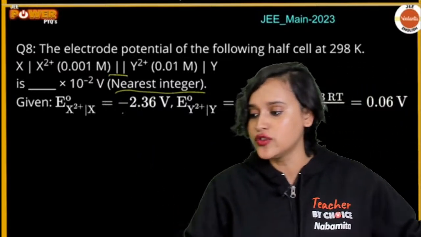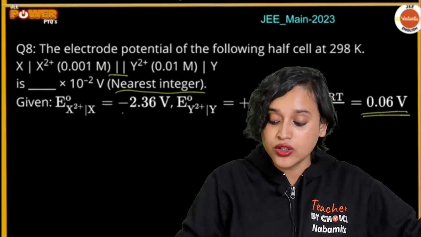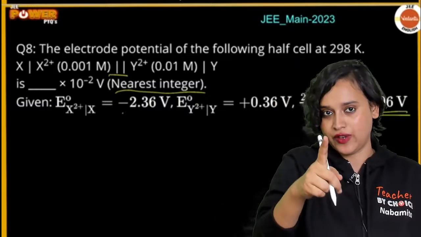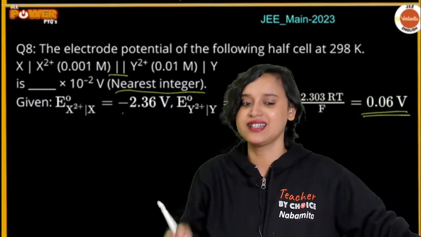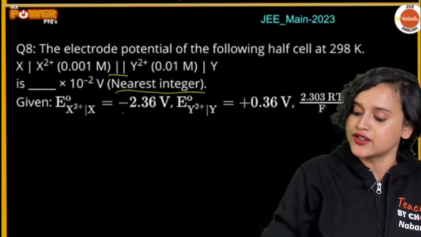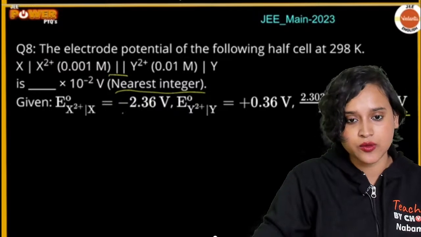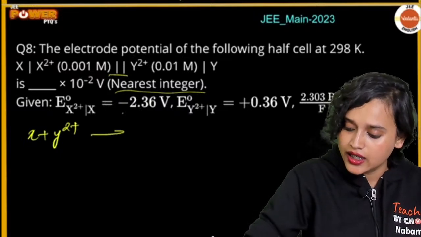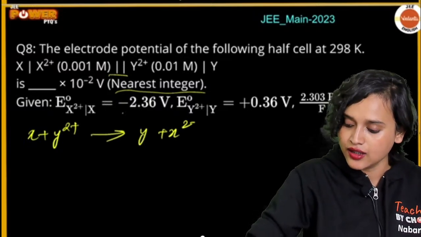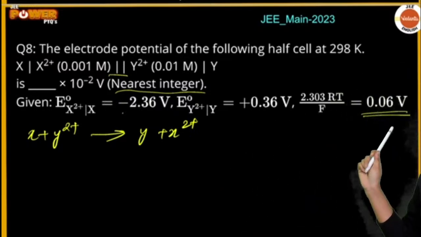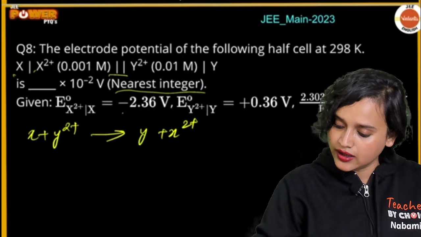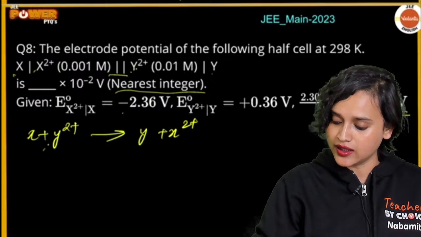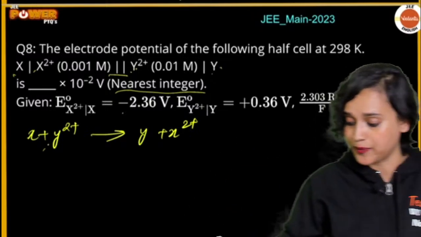See, in every question they are actually giving you the value, so please be very careful. If you are given 0.059, consider it 0.059. If you are given 0.06, consider it to be 0.06. So as per the question, we have an equation here. Our equation is X plus Y2 plus gives us Y plus X2 plus. Make sense, everybody? See, X to X plus, and here you have Y2 plus to Y. So X plus Y2 plus gives Y and X2 plus. Correct?